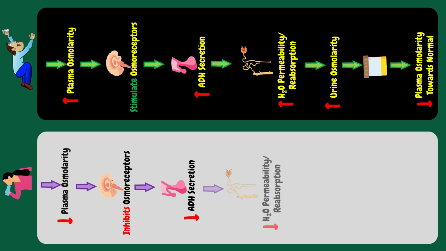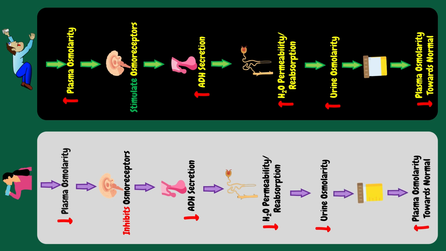But in case of responses to water intake: decreased plasma osmolarity inhibits osmoreceptors in the anterior hypothalamus. Decreases secretion of antidiuretic hormone from the posterior pituitary. Decreases water permeability of the late distal tubule and collecting duct. Decreases water reabsorption. Decreases urine osmolarity and increases urine volume. This increases plasma osmolarity toward normal.